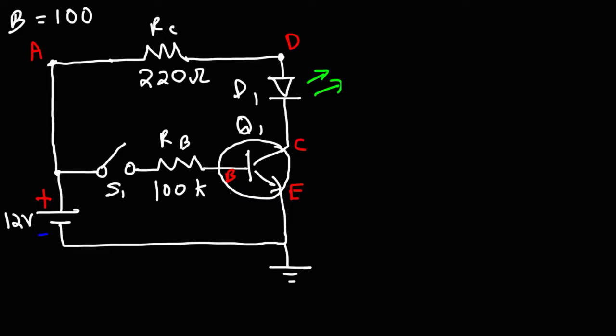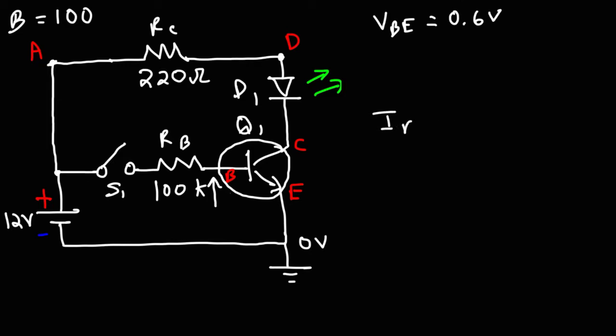The first thing I would do is set the ground potential to 0. And then we could determine the potential at point B. Keep in mind VBE is between 0.6 and 0.7 volts. So we're going to say that VBE is 0.6 volts for this problem.